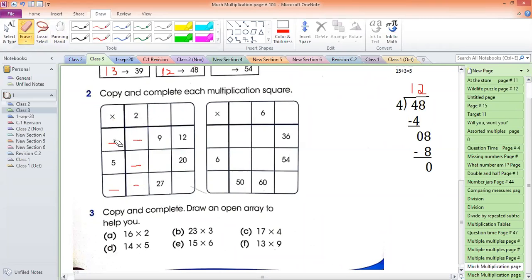The question is, we don't know any number. How are we going to find out that number? It is very easy, guys. Look at this 9. You get this 9 when you multiply this number by this number. So tell me the two numbers. If you multiply these two numbers by each other, you will get the answer 9.